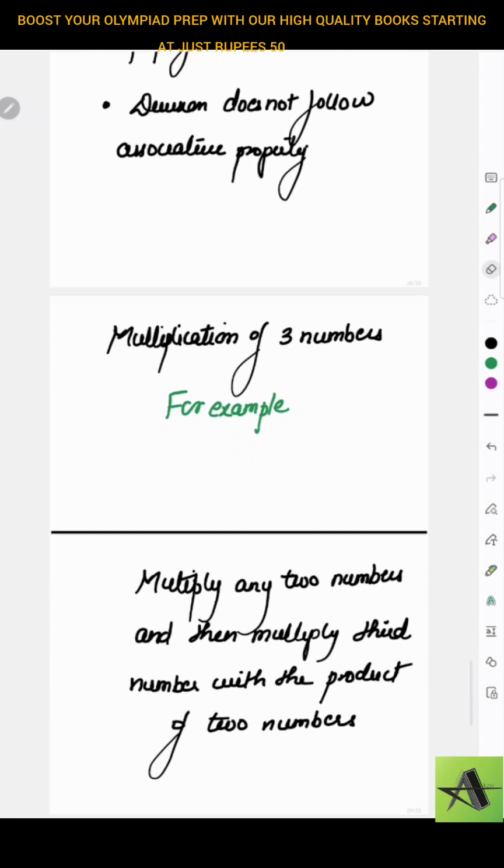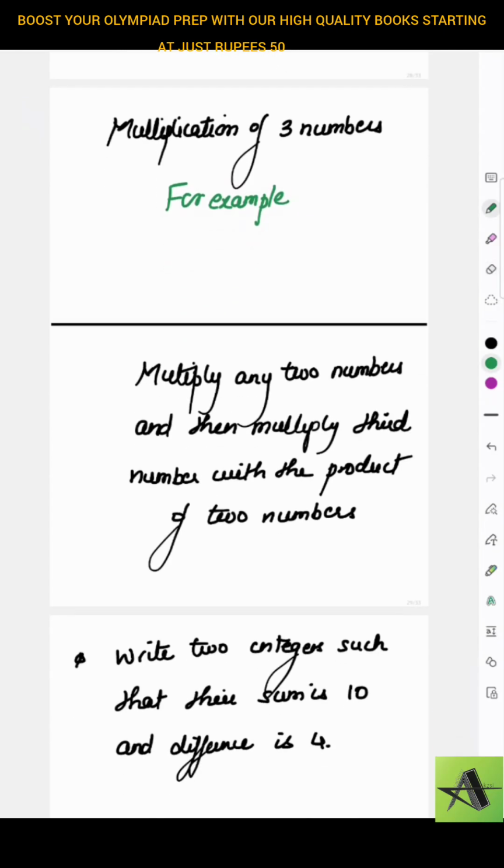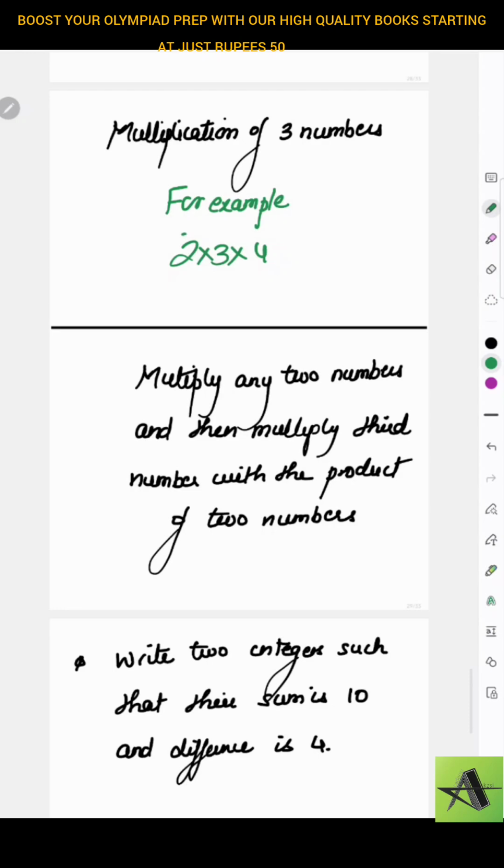Now let me see what we have to do when we have to multiply three different integers. Now 2 multiplied by 3 multiplied by 4. It's very simple, very small digits, but the method will remain exactly the same. It doesn't matter whether it's single-digit or double-digit numbers. You have to multiply any two numbers, because again, multiplication follows the associative property. So it doesn't matter how you group it, the answer is going to be the same. So 2 multiplied by 3 gives me 6, and multiplied by 4 gives me 24.